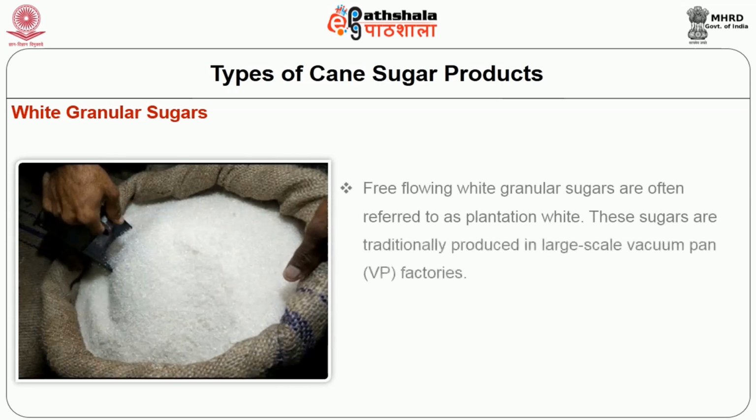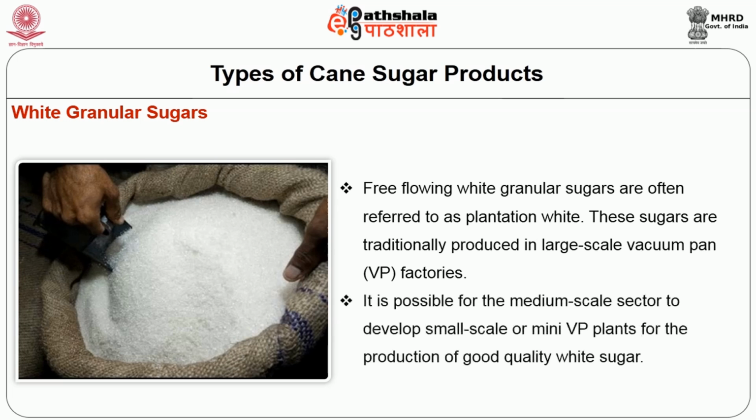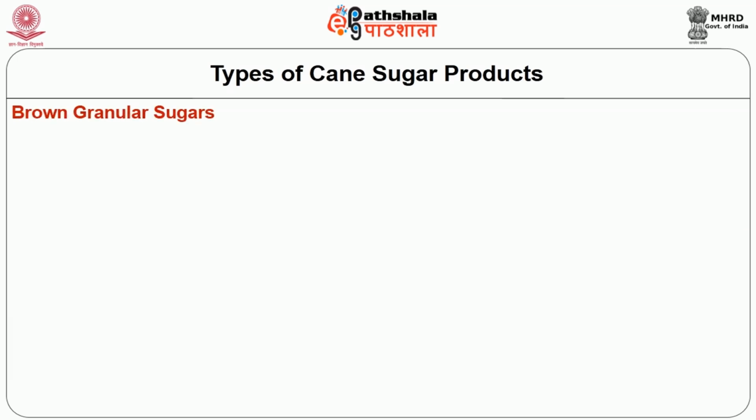Next, white granular sugars. Free-flowing white granular sugars are often referred to as plantation white. These sugars are traditionally produced in large-scale vacuum pan, that is VP factories. It is possible for the medium-scale sector to develop small-scale or mini VP plants for the production of good quality white sugar. And the other one is brown granular sugars.